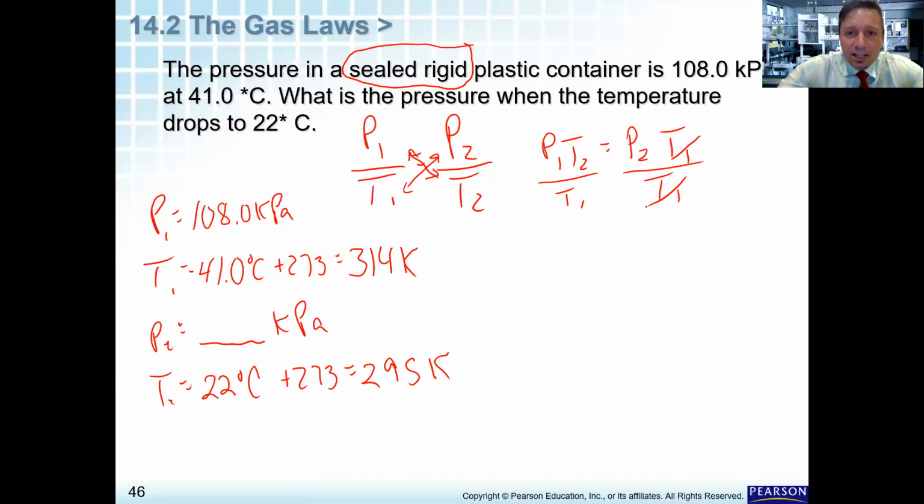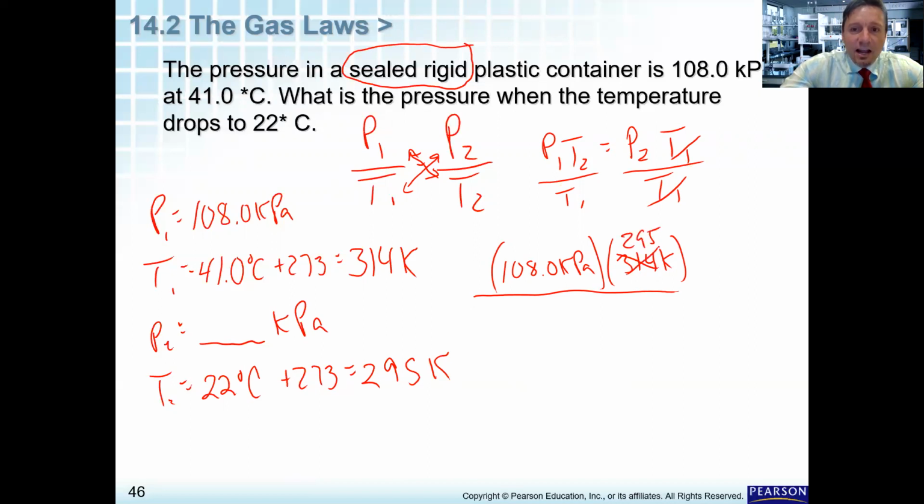So now just plug in my units here. So I have 108.0 kilopascals. My temperature is 314 Kelvin. I'm going to divide that by my temperature 2, which is 295. And I'm going to divide that by my temperature 1, and that's what I have on the bottom here, 314 Kelvin.